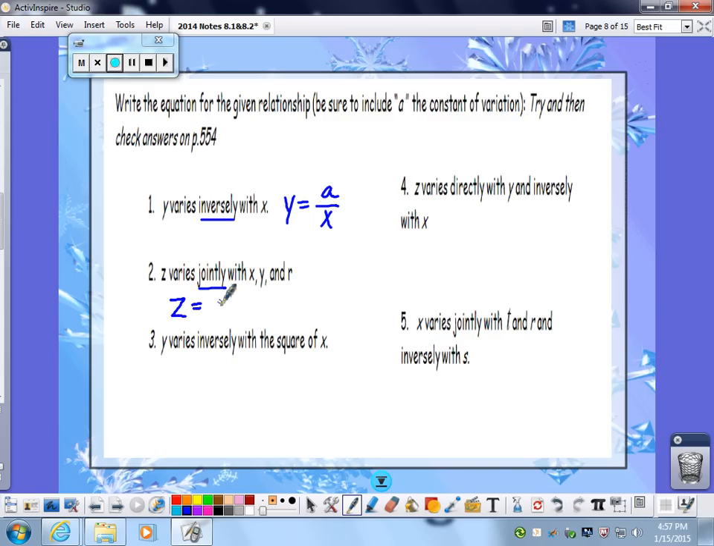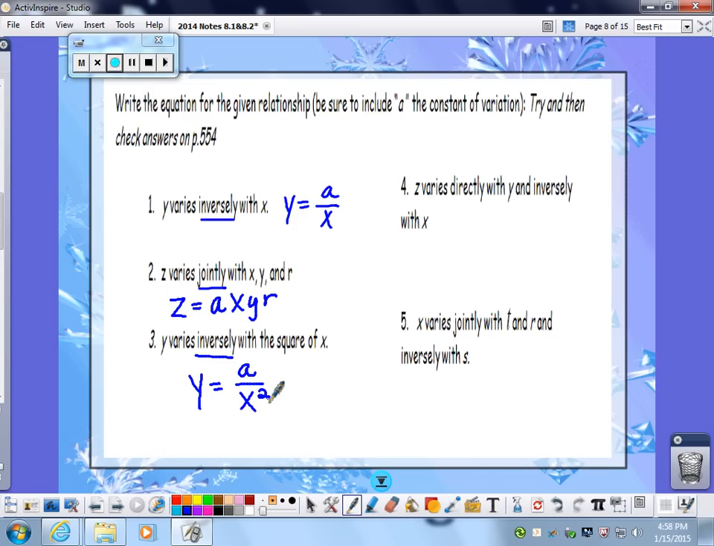Z is equal to my constant times x times y times r. Here again, you can use k instead of a. All right. Number 3, y varies inversely with the square of x. Inversely, so y is equal to a over x squared.